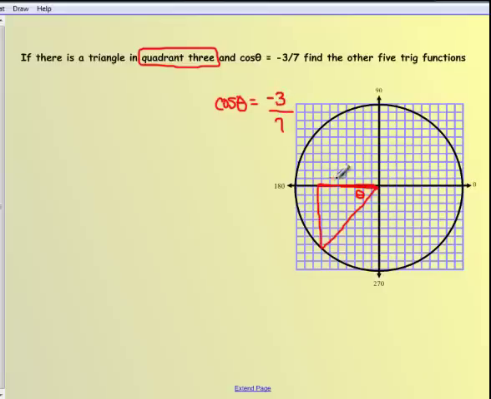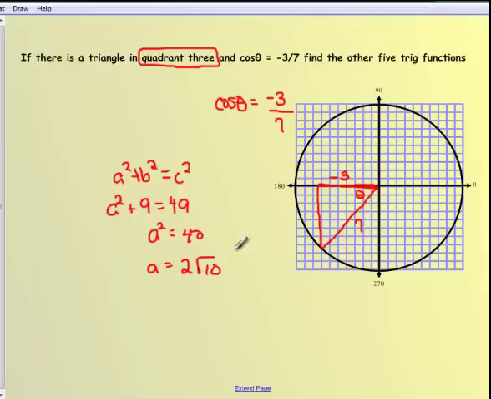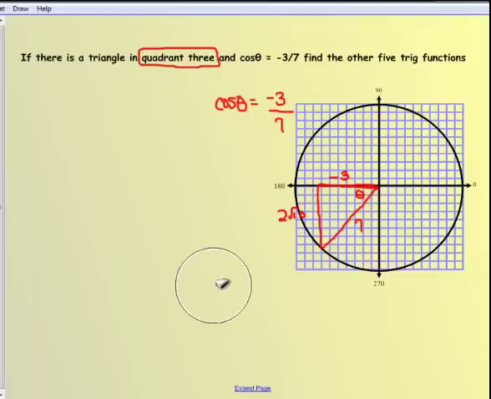That means I went over 3. My hypotenuse was 7. I'll do Pythagorean theorem. Oh, and look at that. A squared equals 40. A is 2 radical 10, and I think you can see where this is going. And then I can just use my triangle to find my 5 trig functions, and they'll come out to be exactly the same as they did over here.